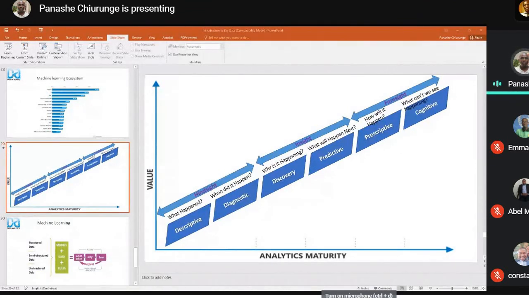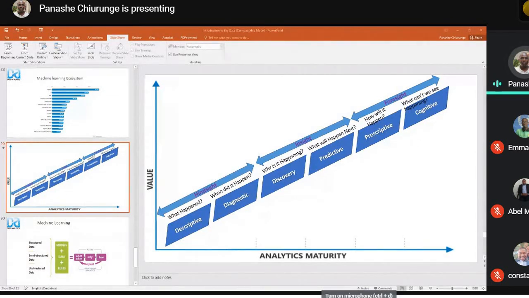So I would tell you that 90%, I would say 99% of the companies in Zimbabwe are using hindsight. So it's purely based on descriptive and diagnostic analytics, right? That's 99% of the companies in Zimbabwe. It doesn't matter which company. They might look advanced on the outside, on the exterior, but when you go inside, then you realize that they aren't doing much, right?